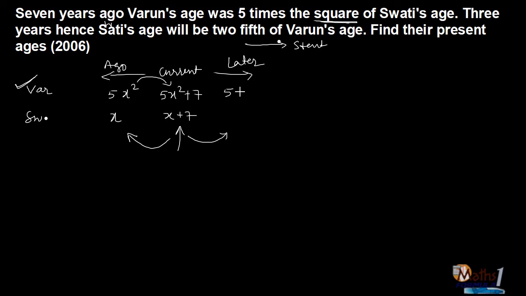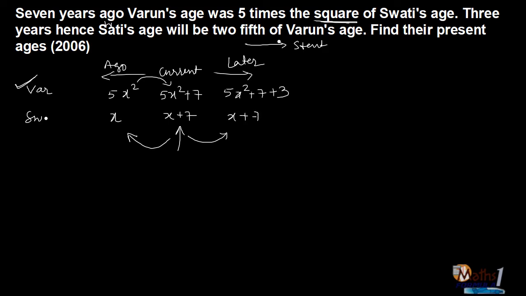Word by word, sentence by sentence, read it, and every time it says something related to age, you write it down. Three years hence, I am not going for the condition yet. First, three years hence, what will happen after three years? Both of their ages will be increased by 3. They will be 3 years older.